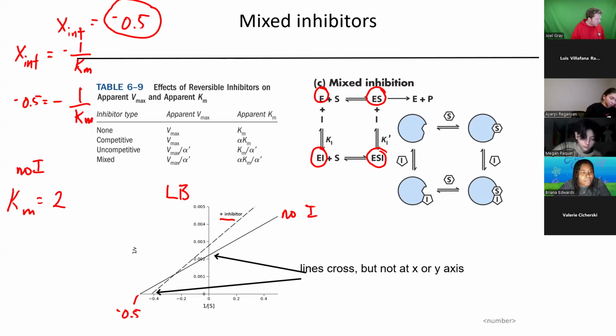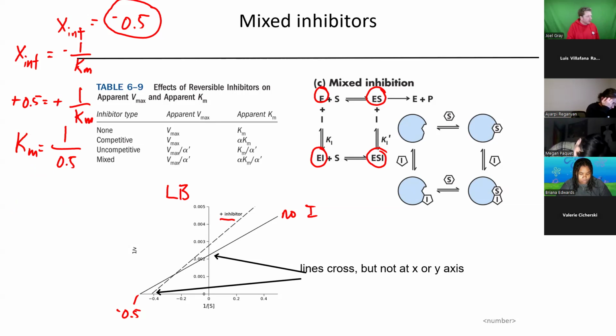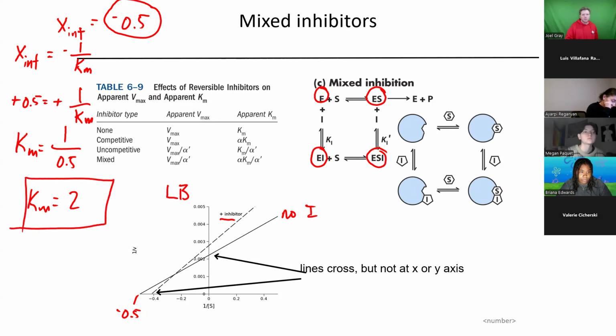Now what I'm going to do is the algebraic rearrangement. I like to say the word algebraic. These negatives are going to cancel out. So Km is equal to 1 over 0.5. 1 over 0.5, Km, is equal to 2. So that is my Km in the absence of my inhibitor.